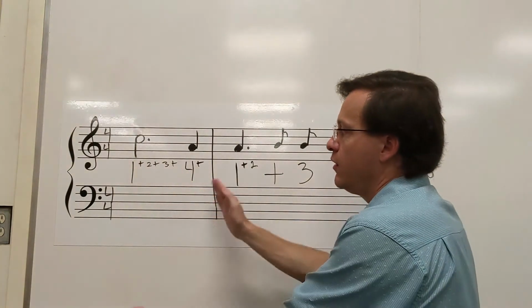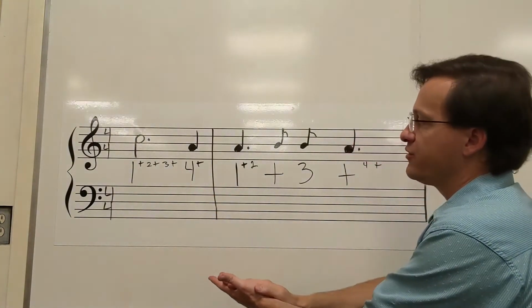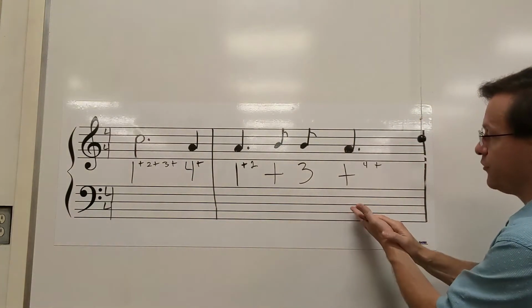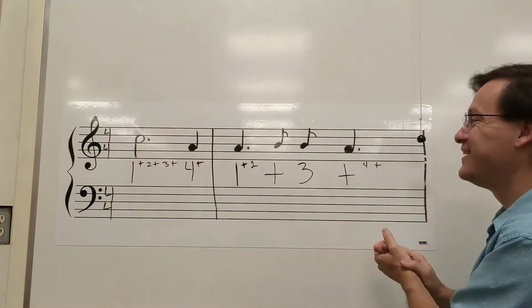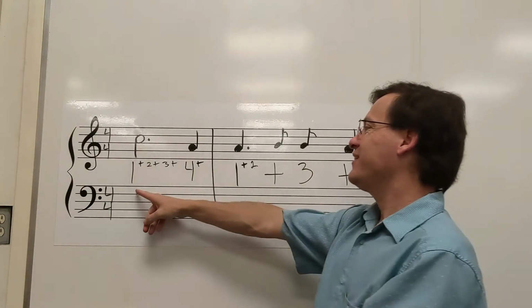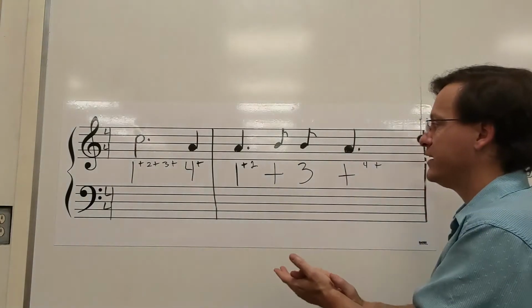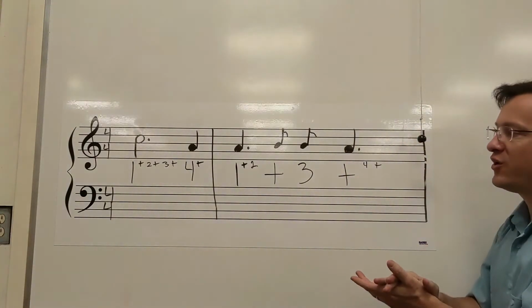All together, we can count and clap this. Ready and go. 1 and 2 and 3 and 4 and 1 and 2 and 3 and 4 and. I almost screwed up there. Let's do it one more time. Ready and go. 1 and 2 and 3 and 4 and 1 and 2 and 3 and 4 and.